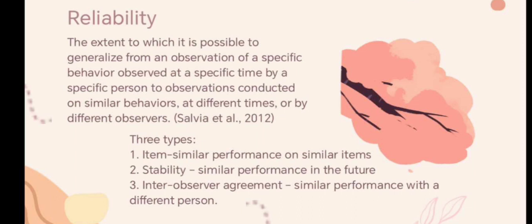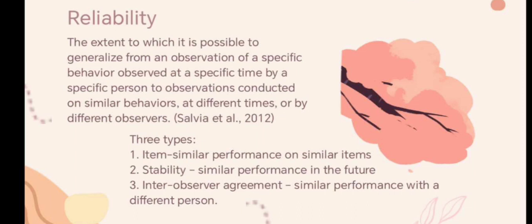The second is stability, similar performance in the future. This type of reliability is about whether someone's performance on a task or observation remains consistent over time. For instance, if you assess someone's reading skills and they score a certain level, you'd expect them to score around the same level if you assess them again a few weeks or months later.